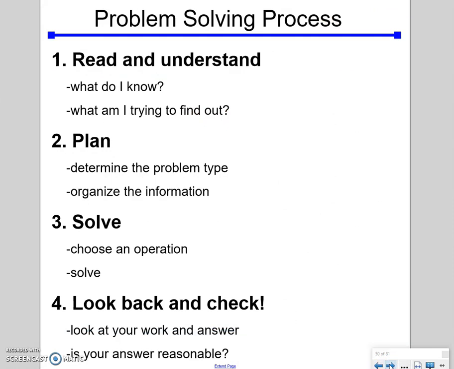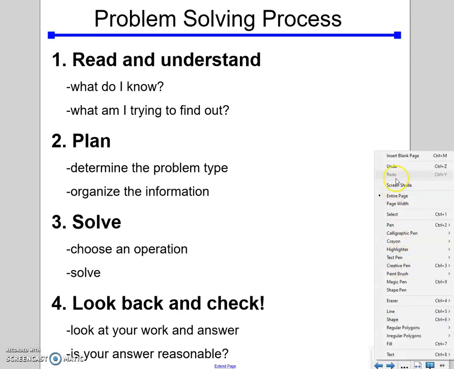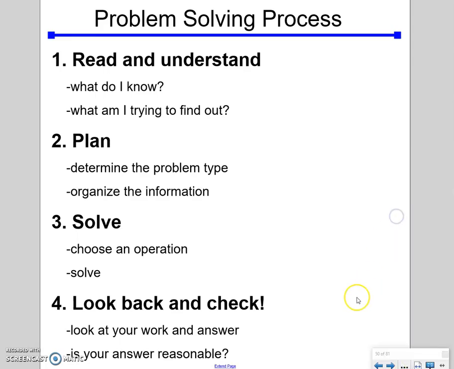Let's go ahead, third grade, and look at our problem-solving process. It is the same process we saw yesterday and the same process we've been using since the start of the year, anytime we solve a story problem. First, we read and understand, asking ourselves what do we know and what are we trying to find out. Then we plan, we determine the problem type, and we organize our information. After that, we solve. We choose the operation, do we add or subtract or multiply, and solve the problem. And of course, then we look back and check. We look back at our work and answer, and we ask ourselves, is this answer reasonable?